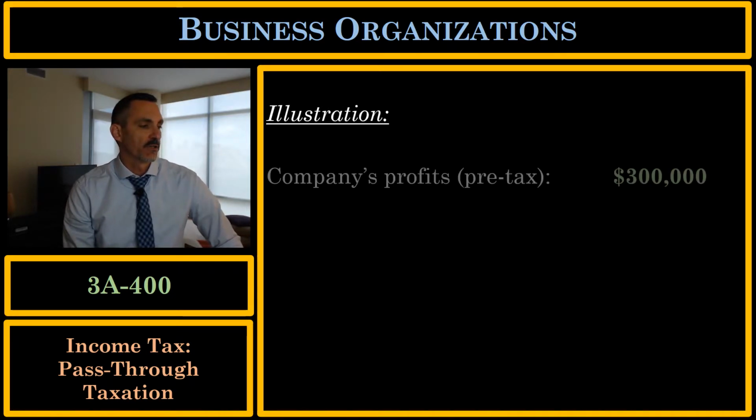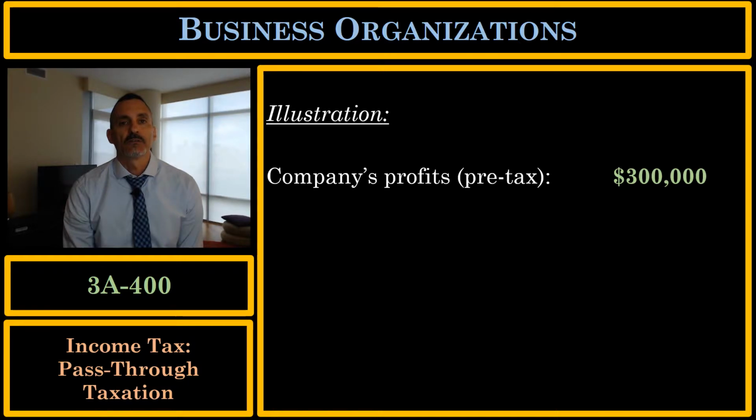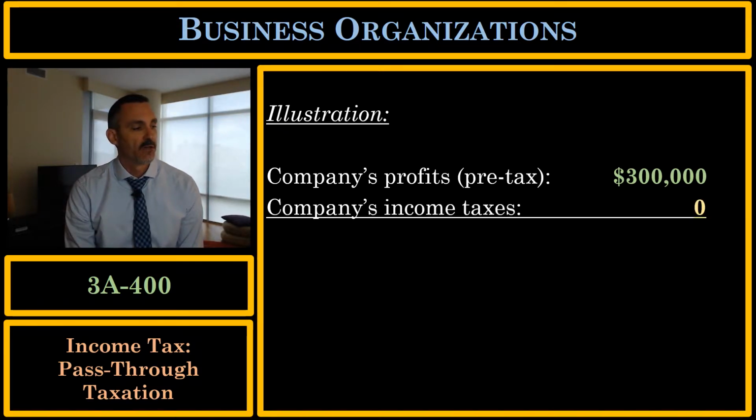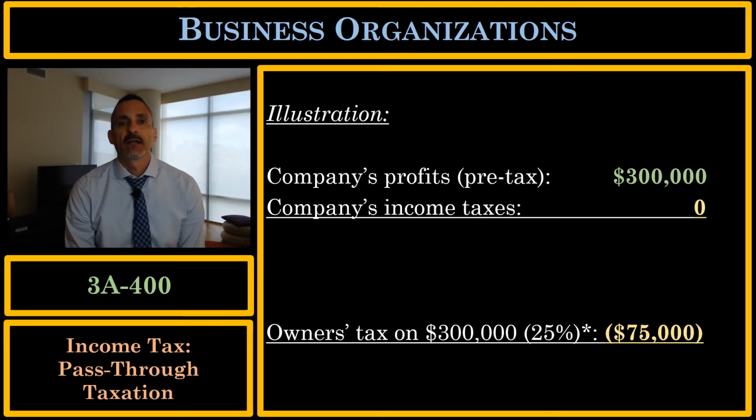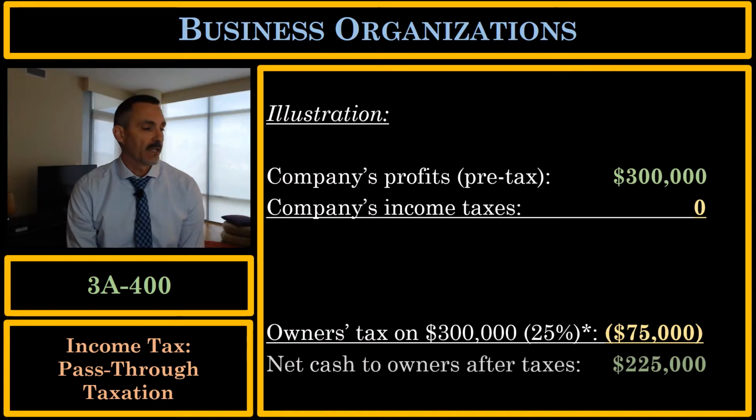Now let's take a look at pass-through taxation in a little bit more detail by looking at an illustration. Just like in our previous illustration, the company's pre-tax profits are $300,000. Now remember, with pass-through taxation, we do not have any income tax at this level. The company will not pay income tax on its profits, but the owners will pay income tax on the company's profits, and will pay them not at the dividend rate of 15%, but at whatever regular income rate they get taxed on. In this case, we'll assume that our owners are in a 25% tax bracket, and therefore they will pay 25% on $300,000. The owners will pay $75,000 in income tax, which means the net cash to owners in this pass-through paradigm is $225,000.